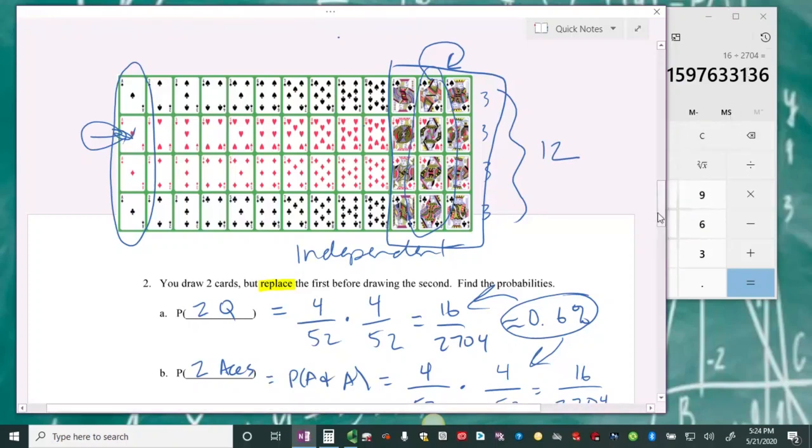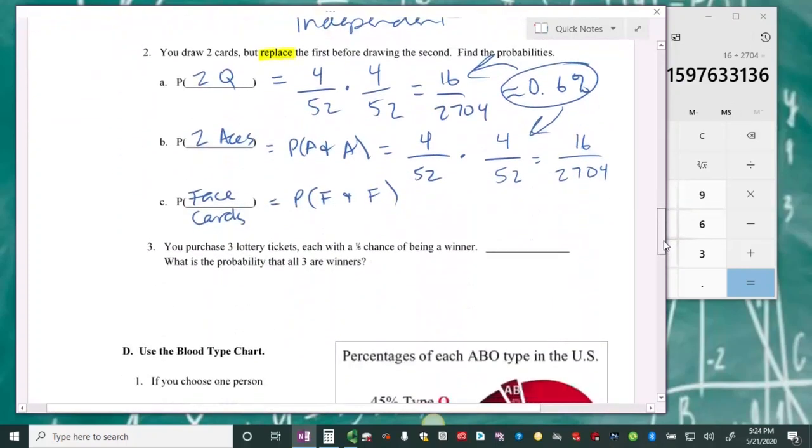When I draw any of these face cards out, there are 12. So I have a 12 out of 52. So this is face card and face card. So 12 out of 52. I put whatever face card I drew right back into the deck, and again do another draw. All 12 face cards are there. All 52 cards are there.